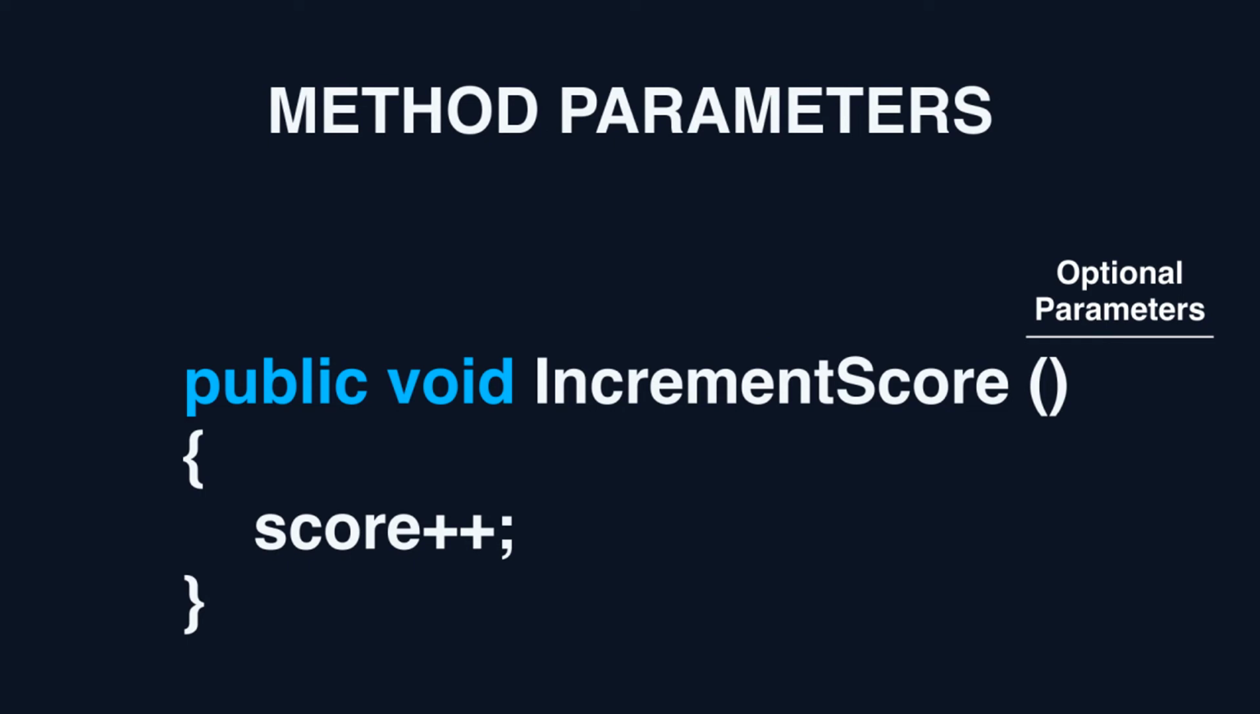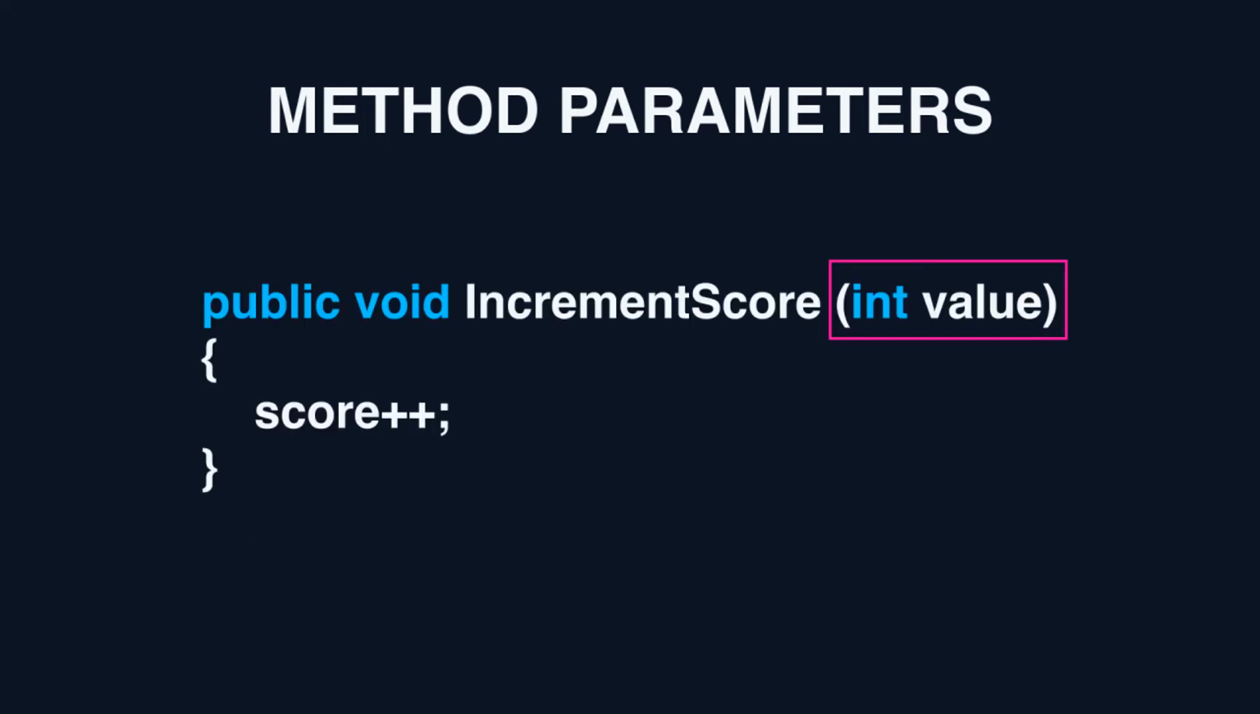Parameters allow passing values to the method's body when calling it. The increment score method allows to increment the score value by 1. But what if we want to increase the score by a specific value? We can use the parameters to specify the increment when calling the method. We declare a parameter in the same way as a variable, choosing the data type plus the name. We can add as many parameters as we want as long as we separate them with commas.